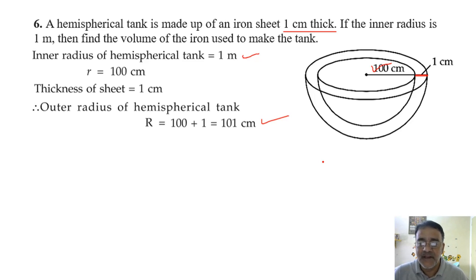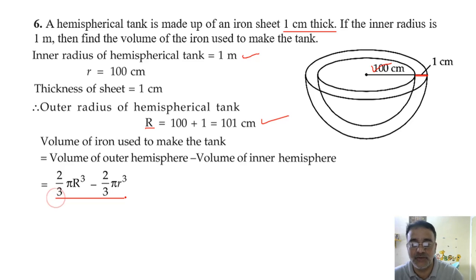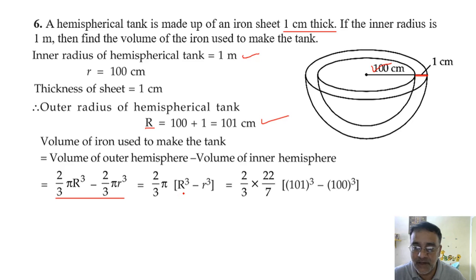outer hemisphere minus volume of inner hemisphere. So, what is the outer hemisphere formula? Volume of outer hemisphere 2 by 3 pi capital R cube. And volume of inner hemisphere 2 by 3 pi small r cube. Now, what can we take common from these two? 2 by 3 pi only. Okay, now substitute the value. 2 upon 3 into 22 by 7 into 101 cube minus 100 cube.